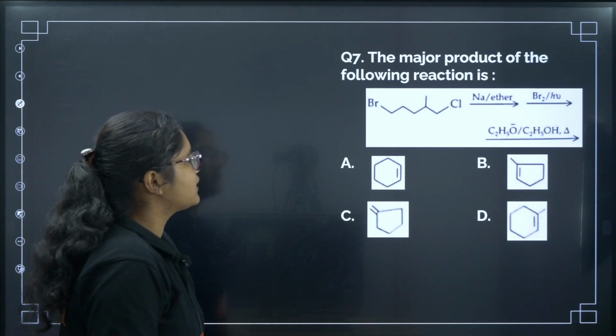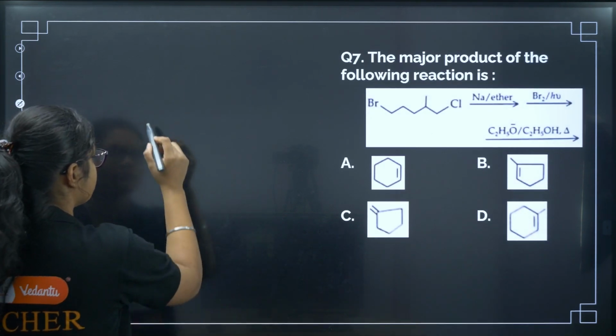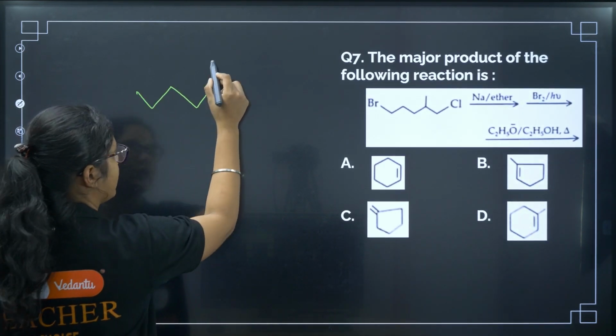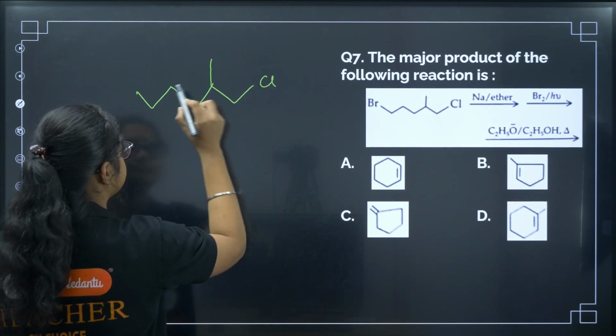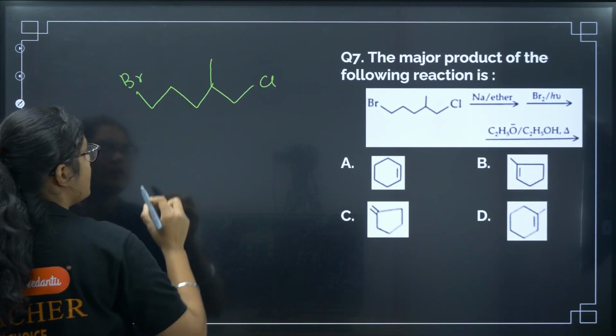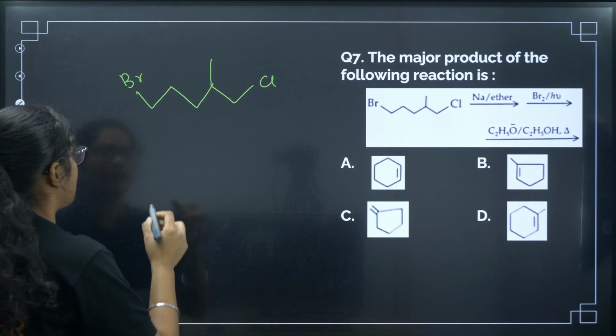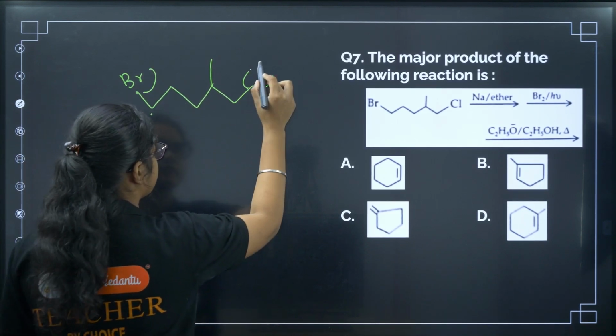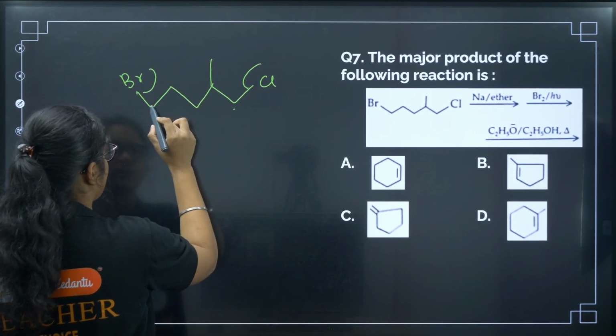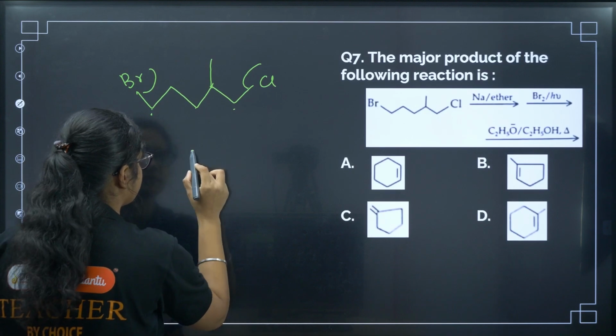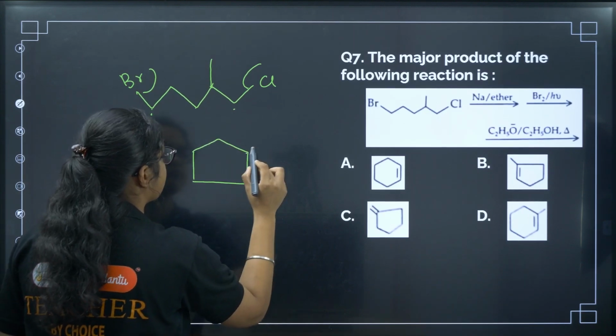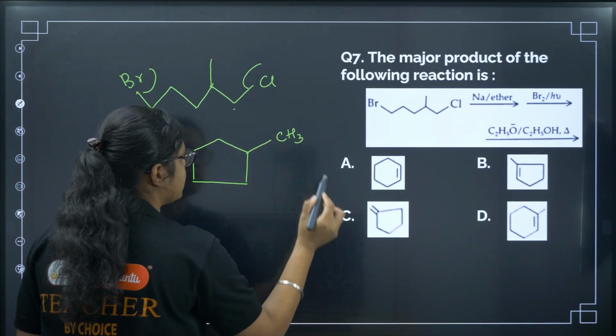Next, the major product in the following reaction is. So, if we have this one, 1, 2 and then chlorine and bromine, right? Now, when you do Na, ether, what will happen? This one will go and this one will go, and these two will join. So 1, 2, 3, 4, 5 membered ring we will get, and we will have one CH3 group.